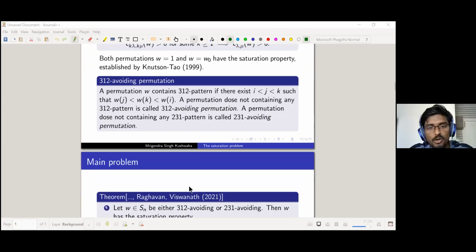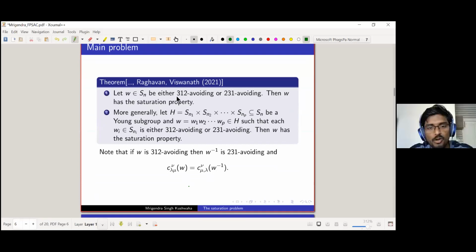So what do we prove? We prove that if W is a permutation that is either 3-1-2 avoiding or 2-3-1 avoiding, then W has the saturation property. And more generally, suppose H is a Young subgroup of Sn, and if you take W equal to W1, W2, up to Wp, and if the Wi's are either 3-1-2 avoiding or 2-3-1 avoiding, then again this W has the saturation property. Note that if W is a 3-1-2 avoiding permutation, then W inverse will be a 2-3-1 avoiding permutation. So it is enough to prove it for only 3-1-2 avoiding permutations, because for W inverse it will follow by this property of the refined LR coefficient.